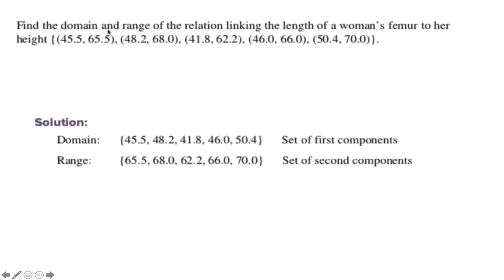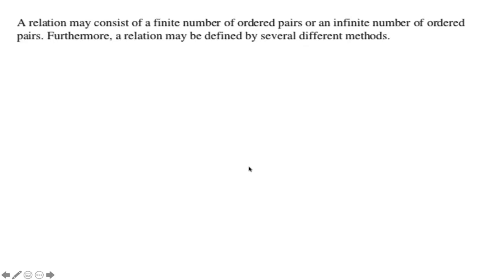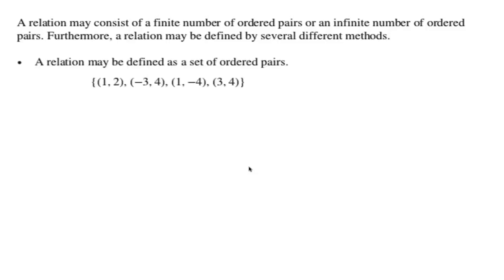So the domain would be the set of all x coordinates, so 45.5, 48.2. These are all the x coordinates of the relation, and all the y coordinates of the relation form the range of the relation. A relation can also be a finite number of ordered pairs or an infinite number of ordered pairs. And so let's talk about the different ways we can define a relation. One way to define a relation is to name a set of ordered pairs. If our set is finite, we can just name it.